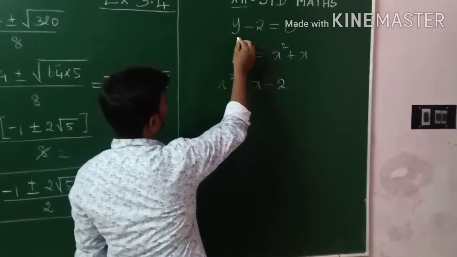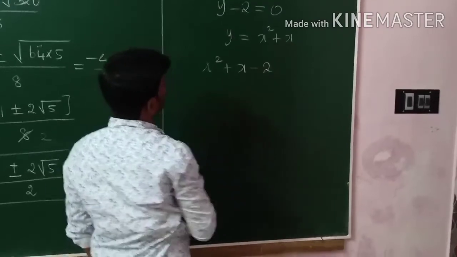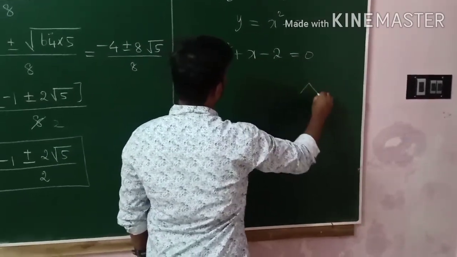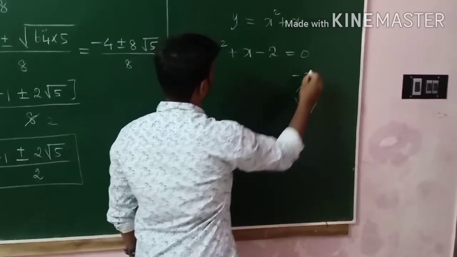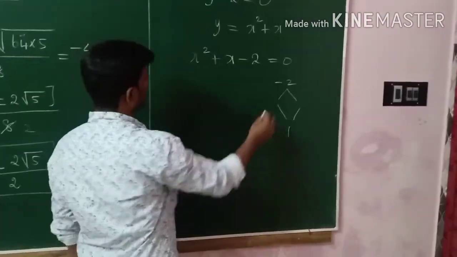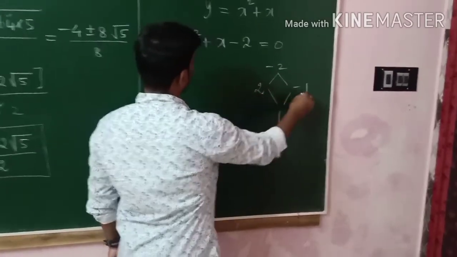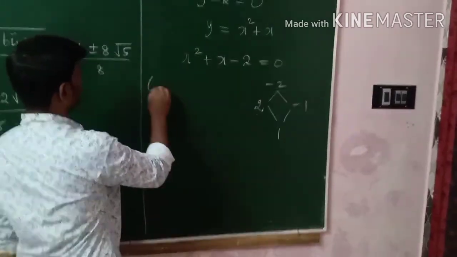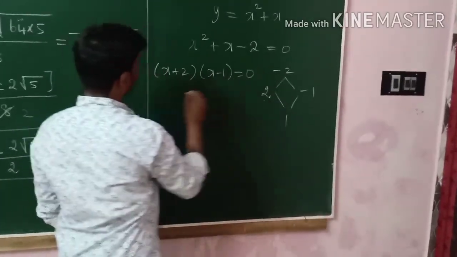What is our second factor? y minus 2 equal to 0. But what is the value of y? x square plus x. So x square plus x minus 2 equal to 0. Factorize this. Take the coefficient of x square, multiply with the constant term. So 1 into minus 2, and coefficient of x is what? 1. So multiply panna minus 2, add panna plus 1. So 2 into minus 1, minus 2, 2 minus 1, it is plus 1. So the factors are x plus 2 into x minus 1 equal to 0.